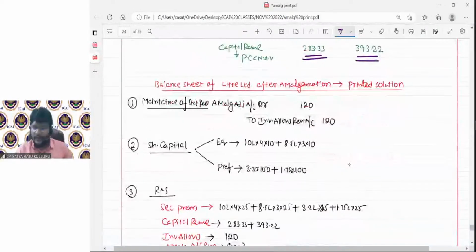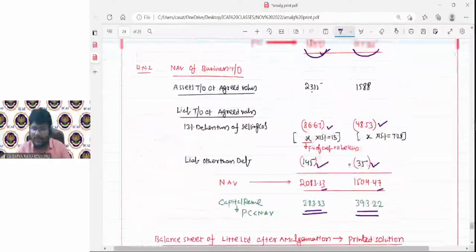Now come to the balance sheet. One more additional entry you need to maintain in the balance sheet, which is amalgamation adjustment to investment allowance reserve. Now share capital, sir, here itself is there, sir, share capital.